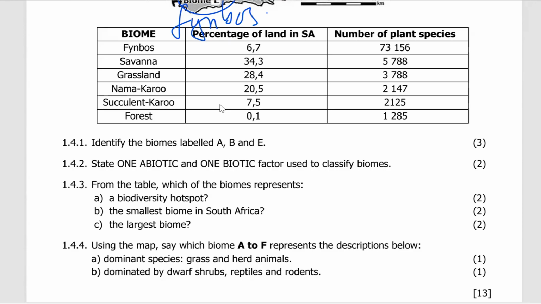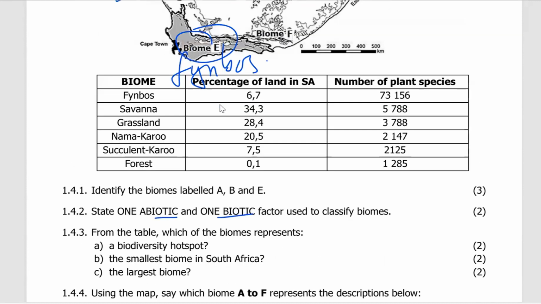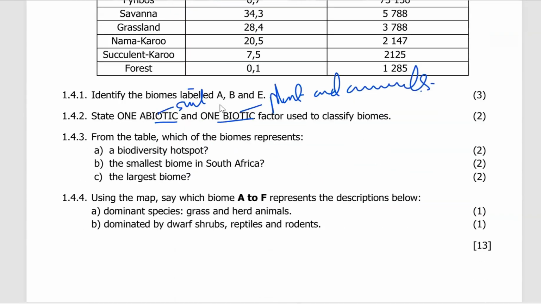So they're saying state one biotic factor and one abiotic factor used in classifying these biomes. So basically, what do we use? We use climate, we use soil, which we call the edaphic factors. So that is abiotic factors. Climate could be temperatures. And then the biotic factors we use specifically the vegetation, the animals, the organisms which are found there. We can talk about soil factors, the pH, the texture, which we call the edaphic factors. And then we can talk about biotic factors, we can use the plants and animals, which animals are found in that specific area, which constitutes that specific biome.